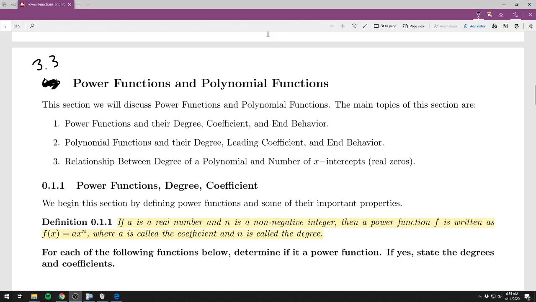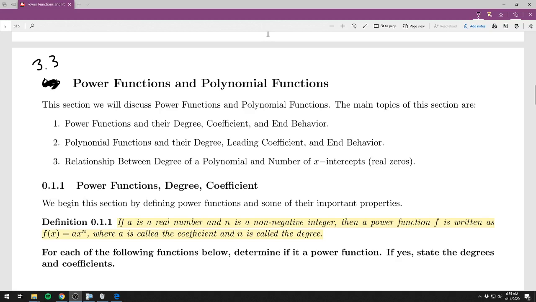This video is going over section 3.3, power functions and polynomial functions. For those of you that are watching these, the reason we don't do section 3.2 is because it's on quadratic functions, which are parabolas. We don't really use anything specific. It just kind of goes over the quadratic formula, vertex formula, which we never use, and factoring. So it's all a review.